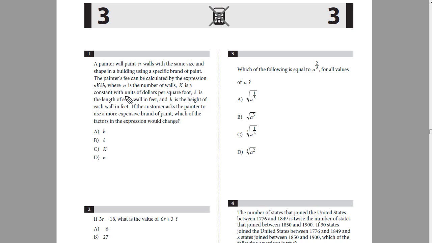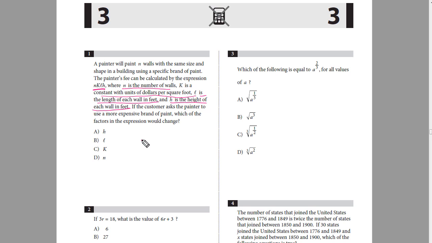So, question number 1. A painter will paint n walls with the same size and shape in a building using a specific brand of paint. The painter's fee can be calculated by the expression n times k times l times h, NKLH, where n is the number of walls, K is a constant with units of dollars per square foot, L is the length of each wall in feet, H is the height of each wall in feet. If the customer asks the painter to use a more expensive brand of paint, which of the factors in the expression would change?